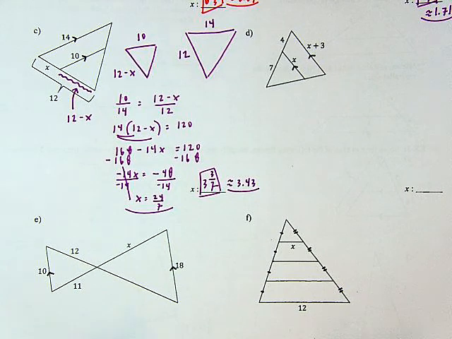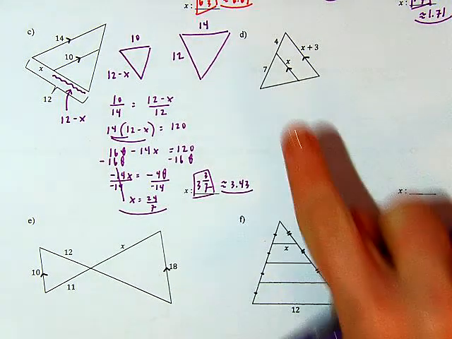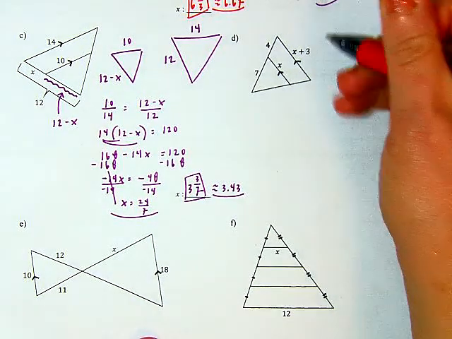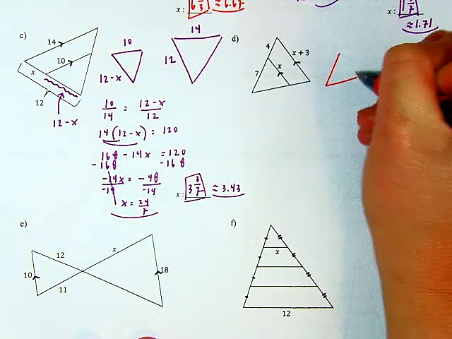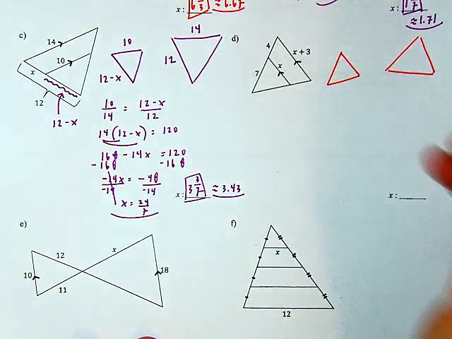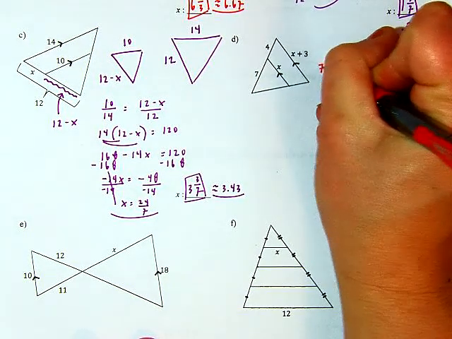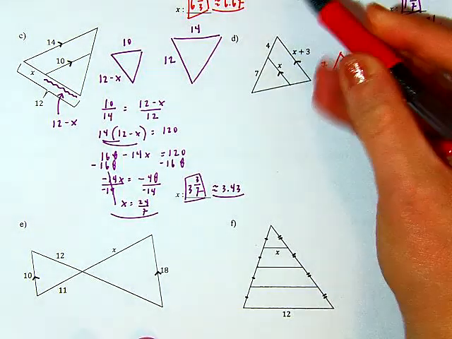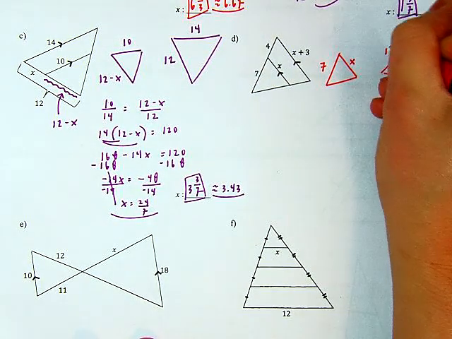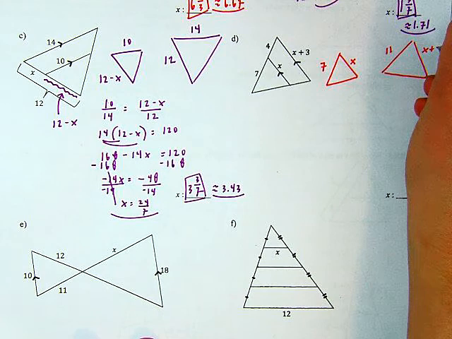Okay, next one. Here again, I see those parallels. So I know that my two triangles that are overlapping are similar by AA, and they have the same orientation. So let me draw them out as two separate entities. So for the small one, I have a 7 here and an x here. And for the bigger one, this entire side is 7 plus 4, it's 11. And here is x plus 3.